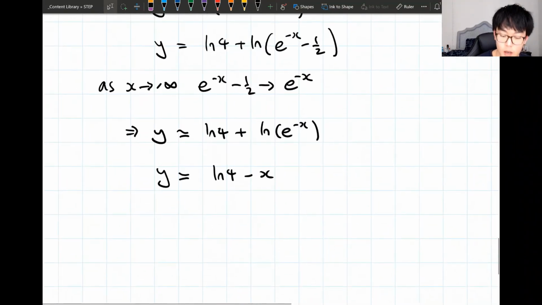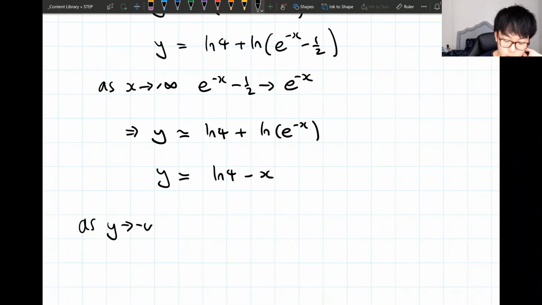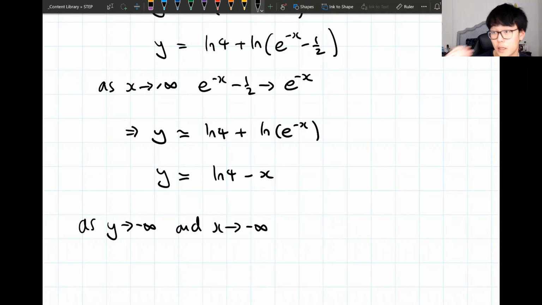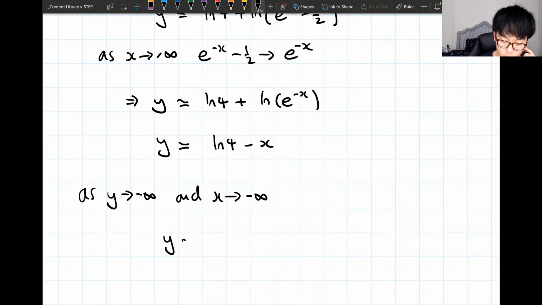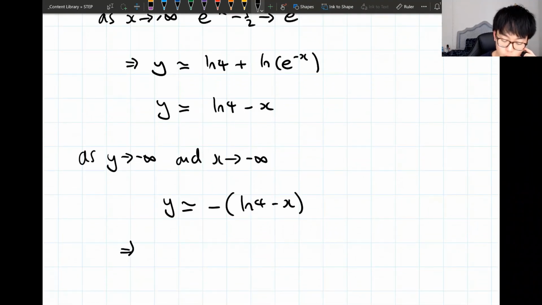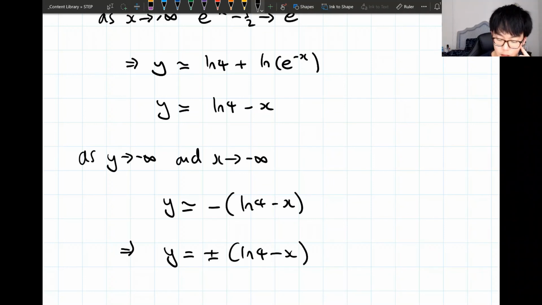And so similarly, as y approaches minus infinity and x approaches minus infinity, we simply put a minus sign in front. So y is roughly minus natural log of 4 minus x. And so therefore the asymptotes are y is equal to plus or minus natural log of 4 minus x.